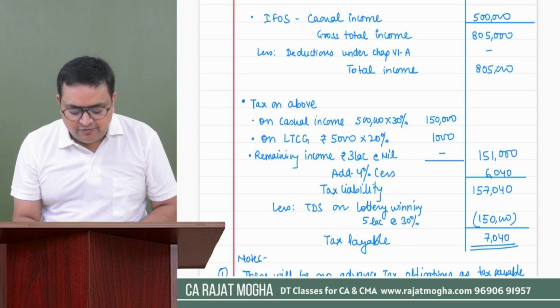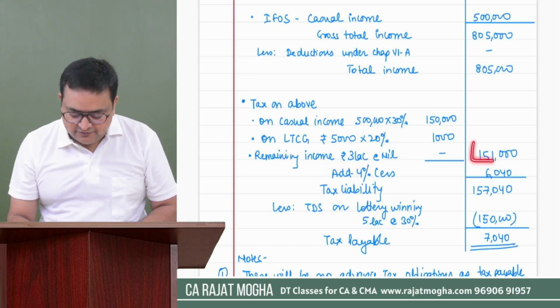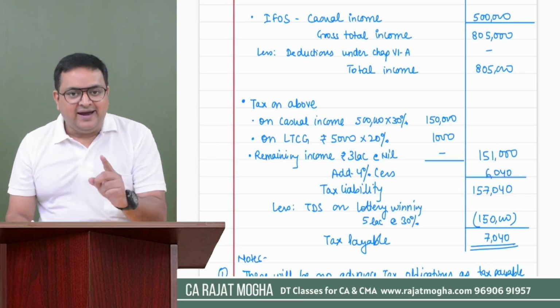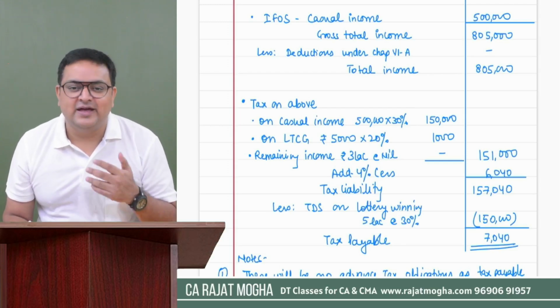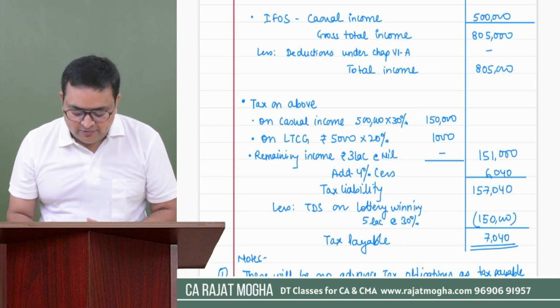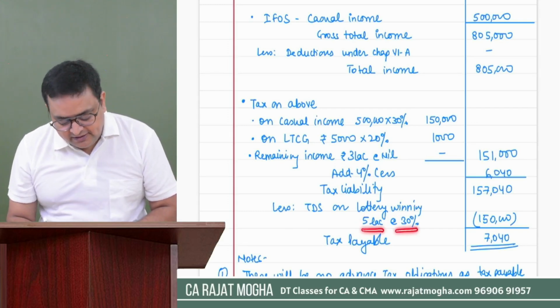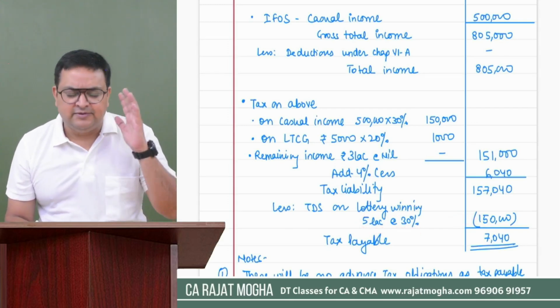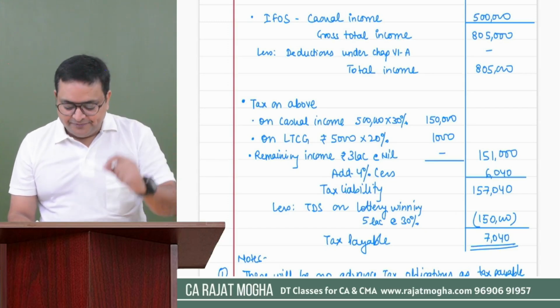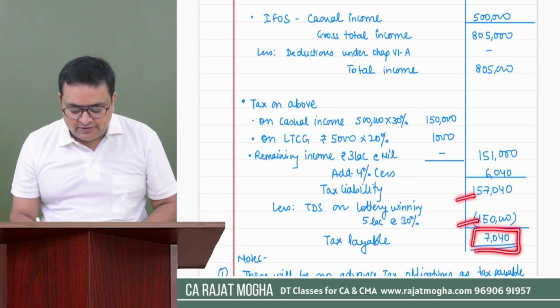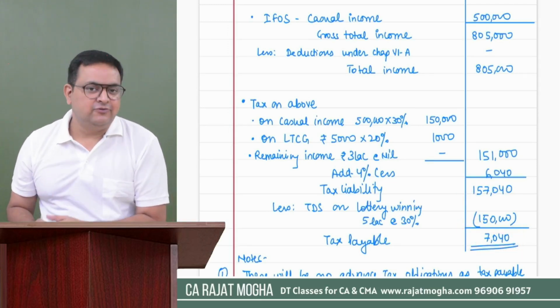On casual income, it would be 5 lakh into 30%, that is 1,50,000. On LTCG, it is 20%, 1,000. And on remaining income, 3 lakh, it would be nil. So my tax comes to 1,51,000 plus cess, 1,57,040. Because there was casual income of rupees 5 lakh, there is a TDS implication also on casual income, that is 30%. How much was the lottery income? It was 5 lakh rupees. 30% of that is 1,50,000, which would already have been deducted by the lottery organizer. So we are left with 1,57,040 minus 1,50,000, that is 7,040 rupees. So this is the tax payable by the assessee, 7,040 rupees.